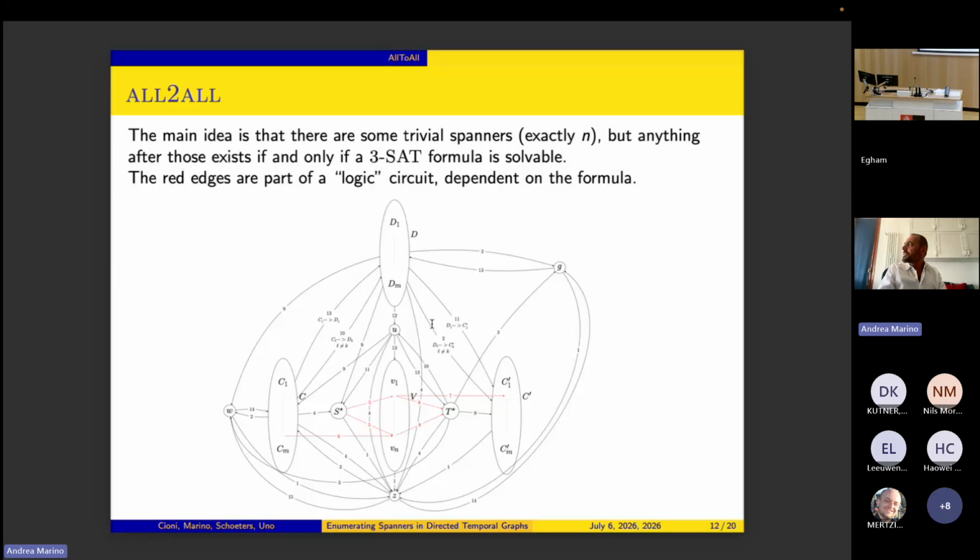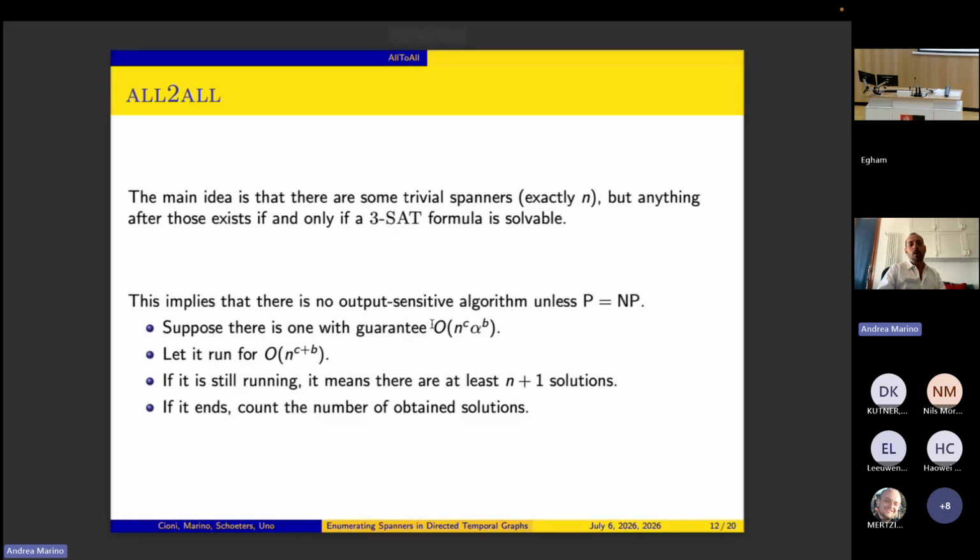So basically this is somehow tricky, but what I'm showing is implying that you cannot do output polynomial unless P equals NP. And indeed, why? It goes like this. Basically, suppose that there is one algorithm for our problem that is output sensitive, output polynomial.